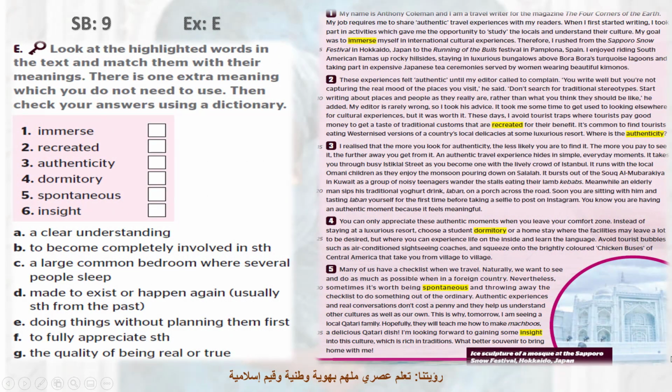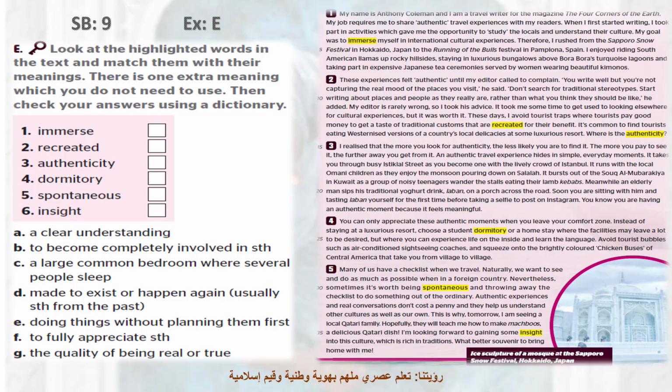Exercise E. Exercise E is enjoyable and challenging. It lets you think and use your mind to guess the meanings of highlighted words from contexts. The exercise says, look at the highlighted words in the text and match them with their meanings. There's one extra meaning which you do not need to use. Then check your answers using a dictionary.